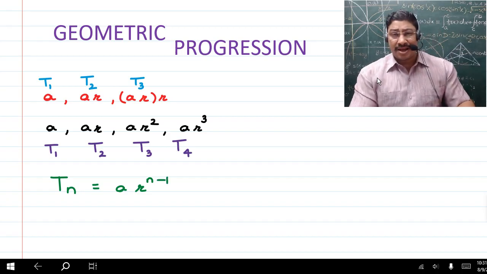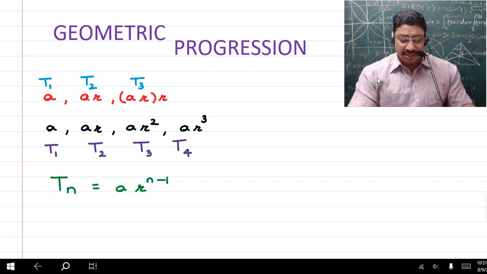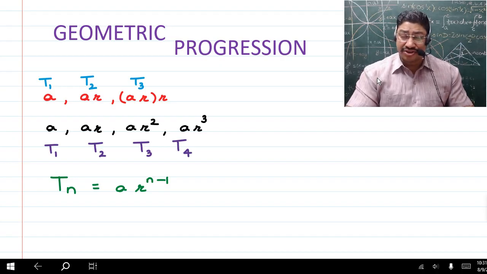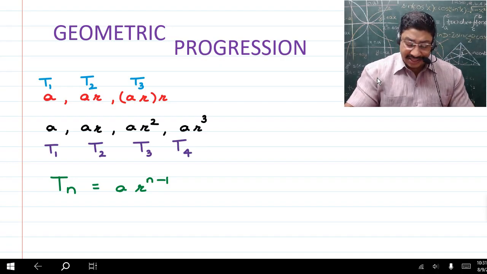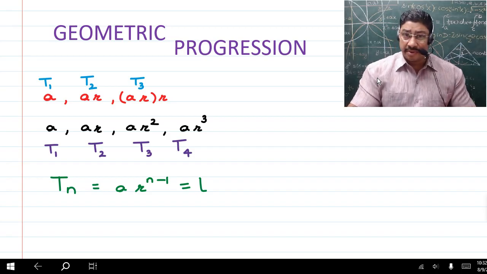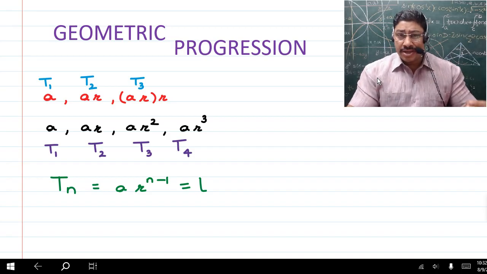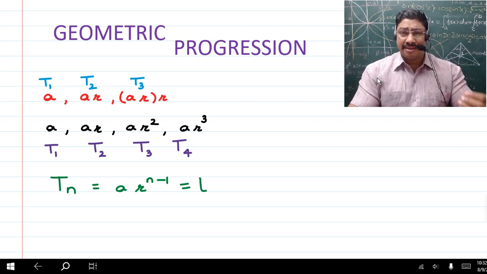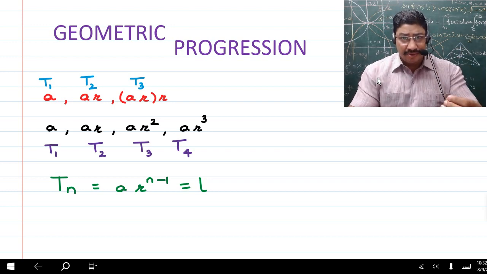Now like we looked up in AP, here too, if we talk about the nth term, then the nth term can be said to be the last term. As such, we also write this with small l, right? So this is the basic concept of a geometric progression. That is, in order to get to the next term, you just multiply by a fixed number, right?